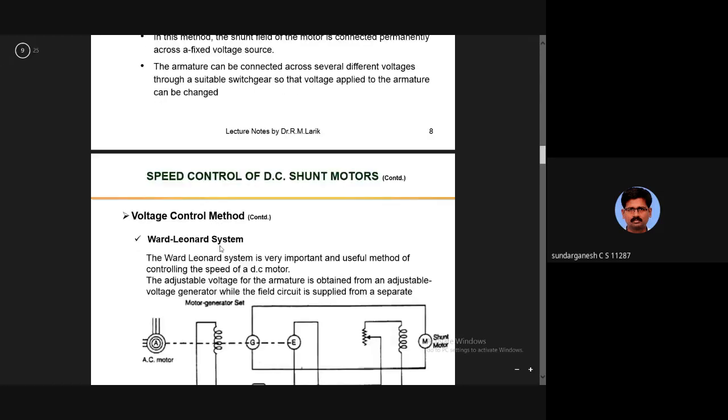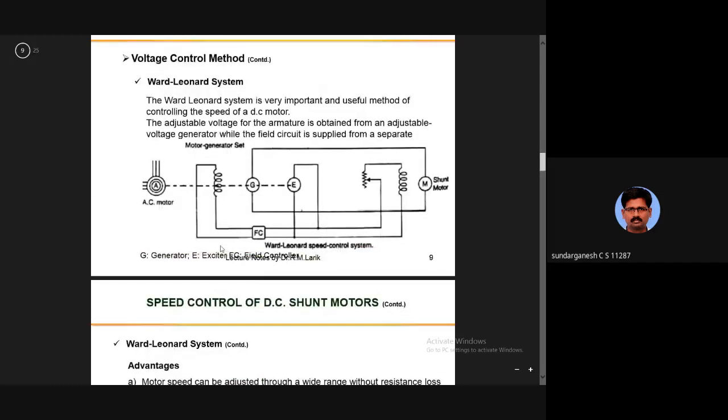The first one is the Ward-Leonard method. It is one of the important methods for controlling the speed of a motor. Here the armature voltage is connected to a voltage generator, another separate generator, where the field circuit is separately connected. This is one of the methods in Ward-Leonard speed control. The generator voltage will determine the speed of the DC motor.